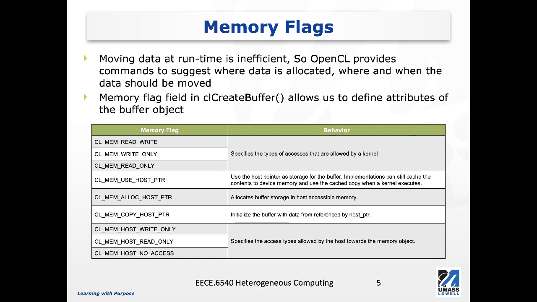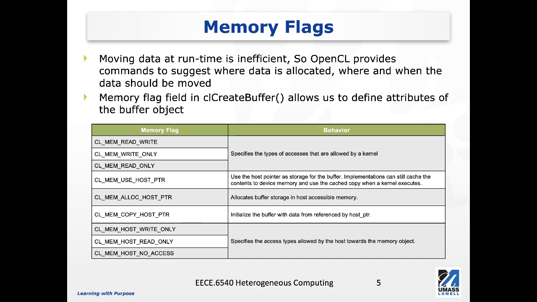The next few memory flags, for example, CL_MEM_USE_HOST_PTR. This use host pointer flag is to tell the OpenCL runtime that we're going to use a host pointer as the storage for the buffer. So the buffer is going to be allocated in the host memory space. Although in real implementations, the OpenCL runtime depends on the vendors, the device can choose to cache the content to device memory if it turns out to be more efficient. And then kernels can use the cached copy on the device when a kernel executes.